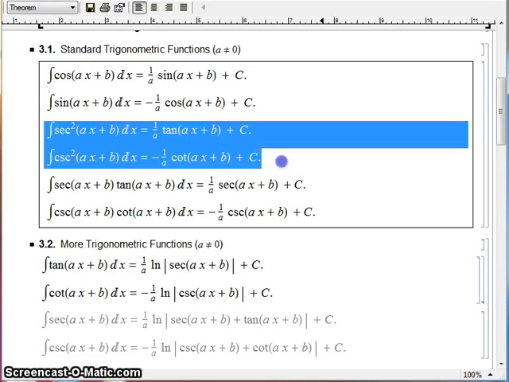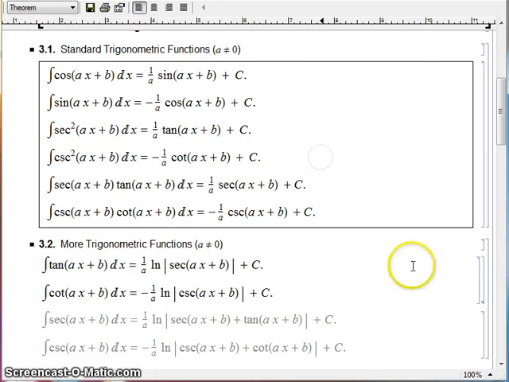Rules 3 and 4 are related to tangent and cotangent. Derivative of tangent is secant squared. Derivative of cotangent is negative cosecant squared. So we have antiderivative rules accordingly.